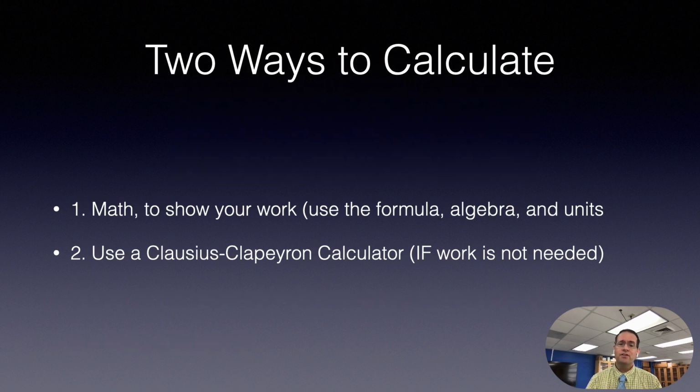And so there are two ways to calculate the thing you want to calculate. You can use that equation, use math, the formula and algebra, make sure you show your units, do all the manipulations and get the number you need. Or I'll show you a neat little trick to use a Clausius-Clapeyron calculator. And you definitely want to use this if you just need the number, you're doing some engineering calculations, and you just need the answer.